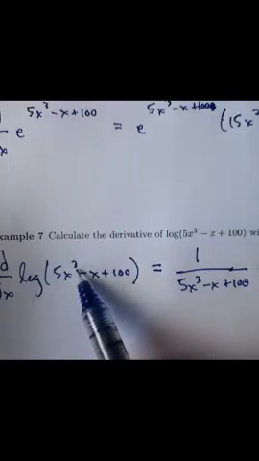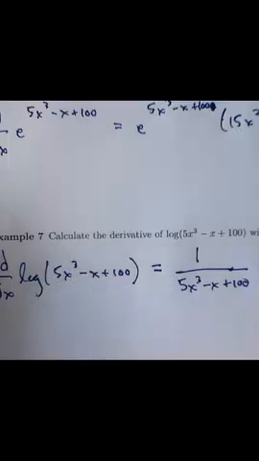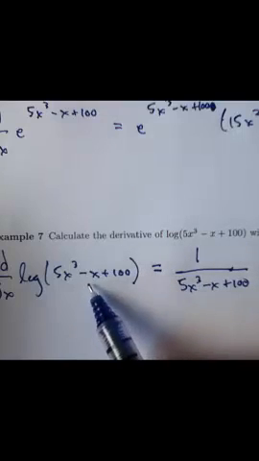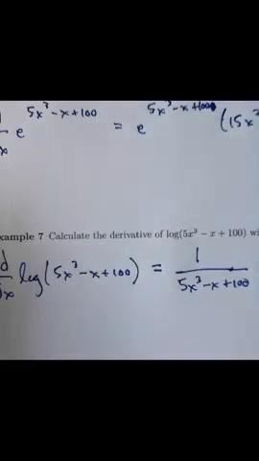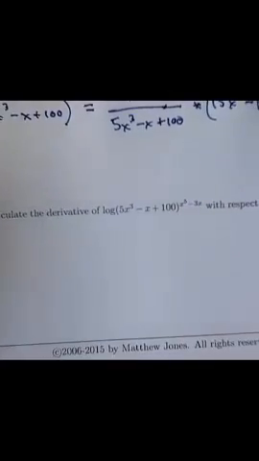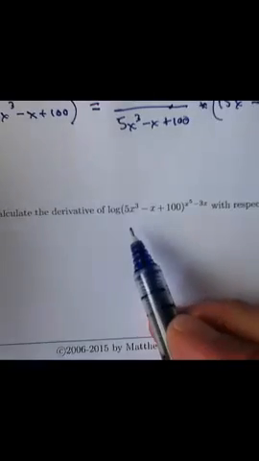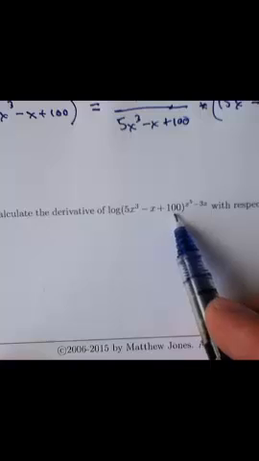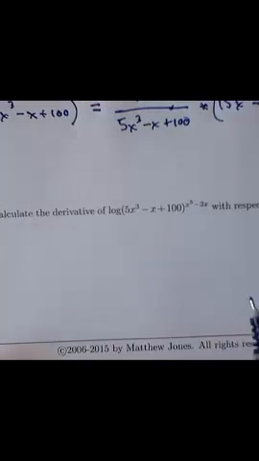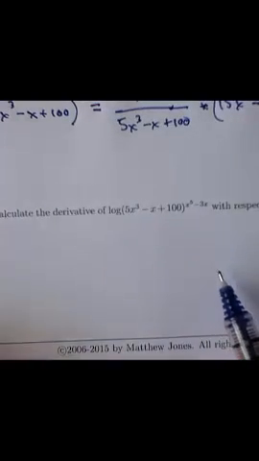remember, the exponent comes down, you multiply, and then you lower the power by 1, minus 1. Because this is really x to the first, the 1 would come down, you get minus 1 x to the 0. And the constants just vanish, so that one's done. Okay, let's do another example. Calculate the derivative of log of 5x cubed minus x plus 100, all raised to the x to the 5th minus 3x, with respect to x. So this is even more complicated.